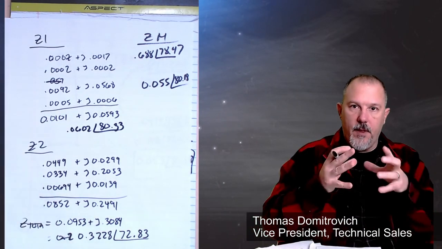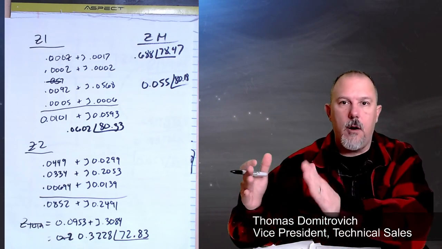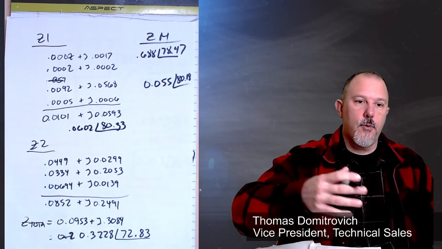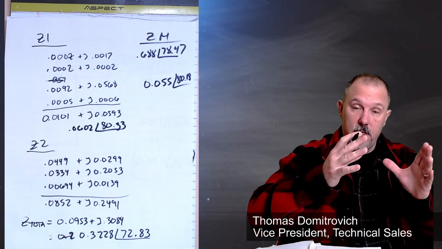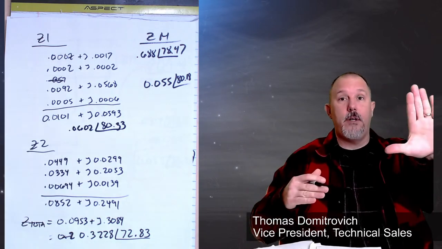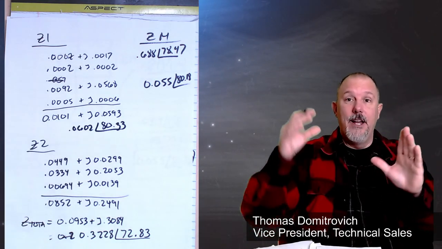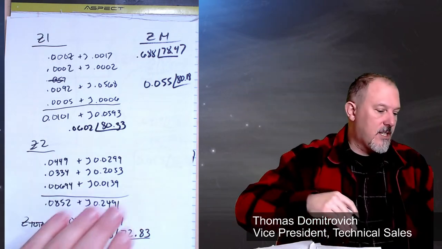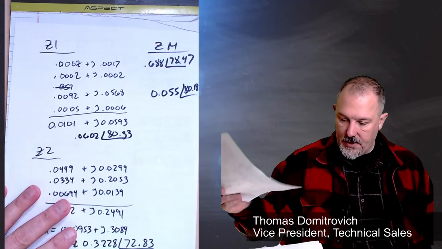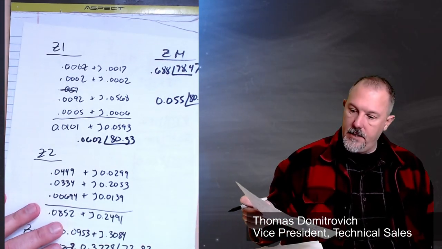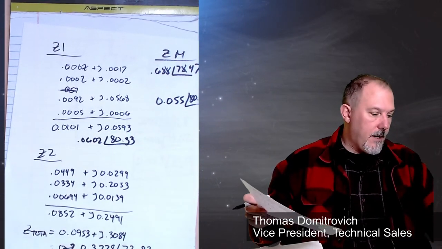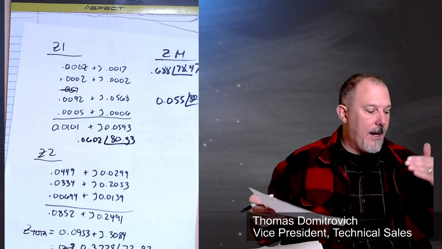Because remember, when you do things in parallel, you're going to approach the smaller of the two. So that's why, when you add a motor, you're going to be reducing the impedance. You take everything you've added up, the transformers and everything, and put a motor in parallel with all of that. That big number is going to shrink down to something smaller than the impedance of the motor. And what was the impedance of the motor? We calculated 0.688, and we're down to 0.055 at an angle of 80.